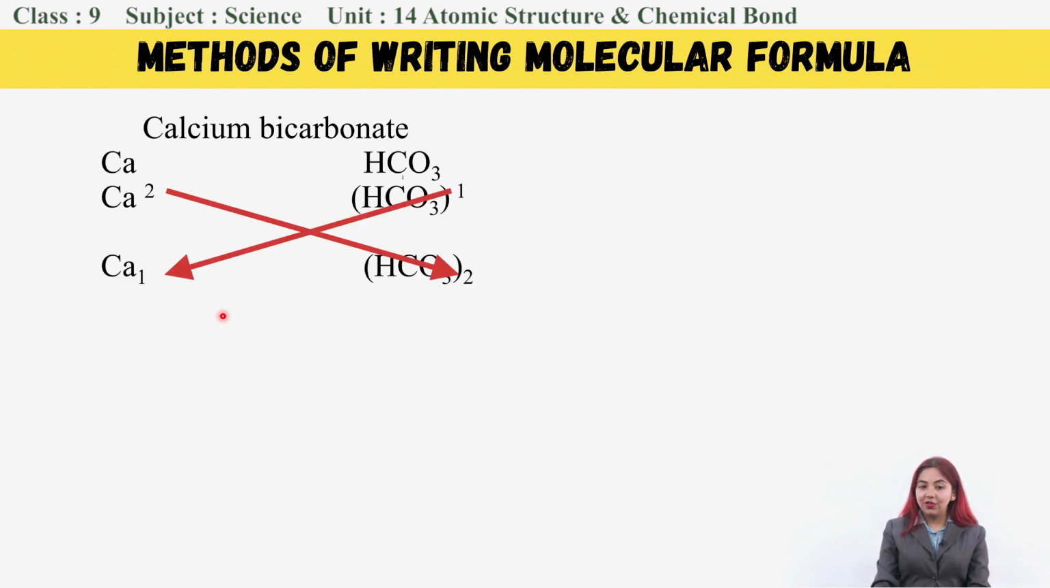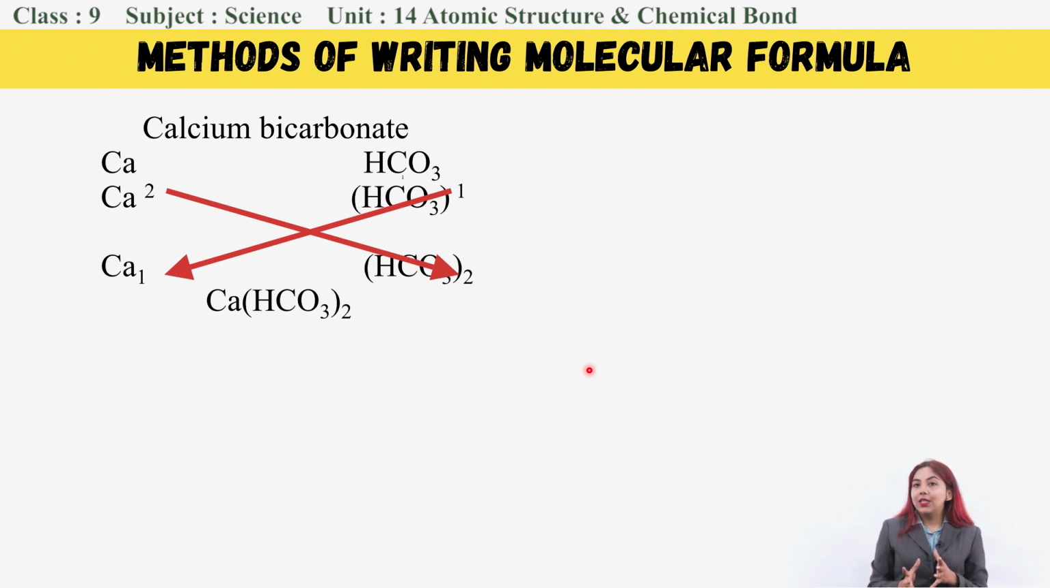And so, after exchanging the valency, calcium gets 1 from bicarbonate and bicarbonate gets 2 of calcium. Now, you don't have to write 1, so neglecting 1. So, the final molecular formula we get is Ca(HCO3)2 for calcium bicarbonate.